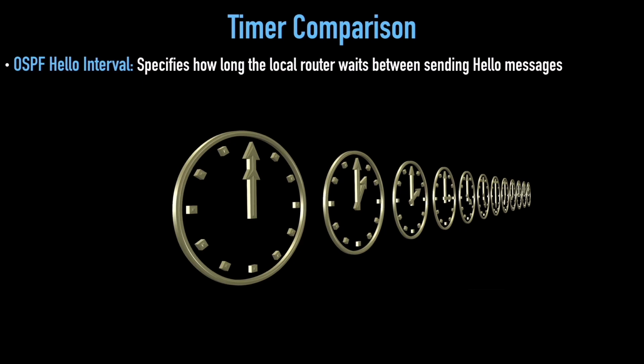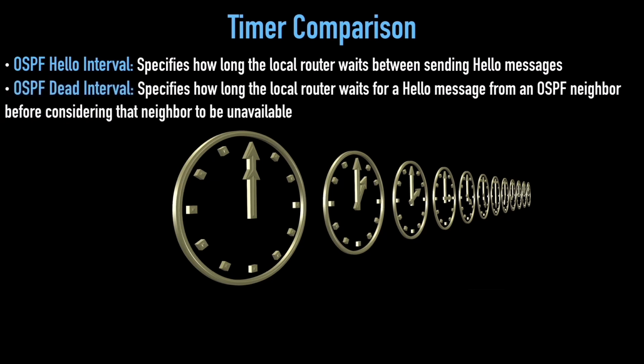But I want you to know about the hello interval. That says how long we as a router are going to wait before we send another hello message to our neighbor. So we have a hello interval, and we've also got a dead interval. That says, how long am I going to wait to hear a hello from my neighbor before I consider that neighbor to be no longer available? And OSPF neighbors have to have matching timers. They have to agree on how often we are going to be sending these hellos to one another, and how long we are going to wait before I consider you to be down.